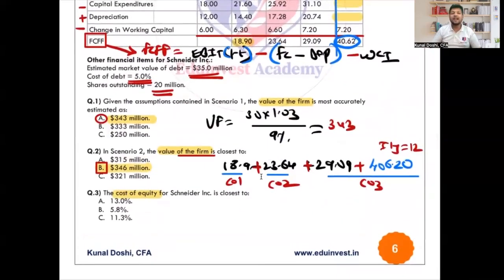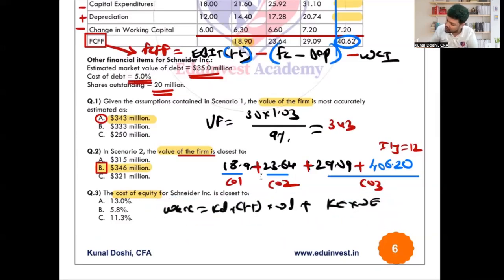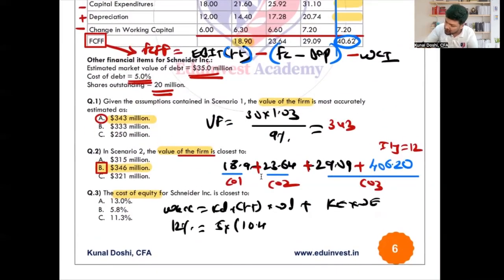Now, in order to find the cost of equity, we can do the reverse calculation using the WACC. So what is the formula normally? WACC is cost of debt times (1 minus T) times weight of debt, plus cost of equity times weight of equity, correct? Here we already have the WACC, which is 12%. Cost of debt is 5% times (1 minus T), while the tax rate is 40%. Before I go with the weights, what I don't have is the cost of equity. This is what I'm looking for.